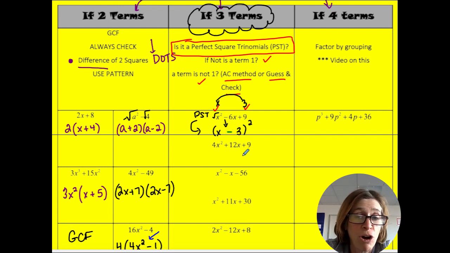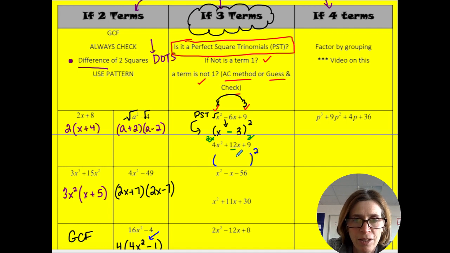All right, a little harder, numbers are bigger. Perfect square trinomial, I don't know. First term's a perfect square. Last term's a positive perfect square. Those roots are 2x and 3. 3 times 2x is 6x. 6x doubled is 12x. It is a perfect square trinomial.